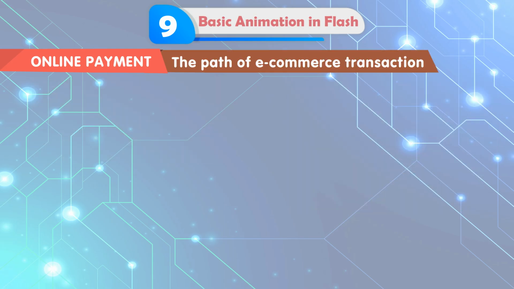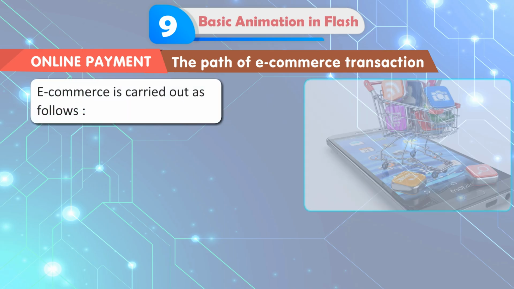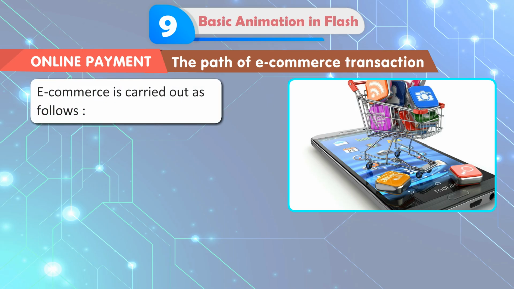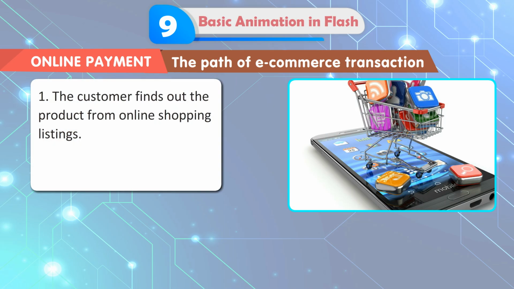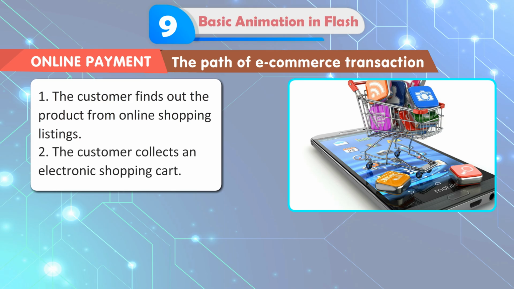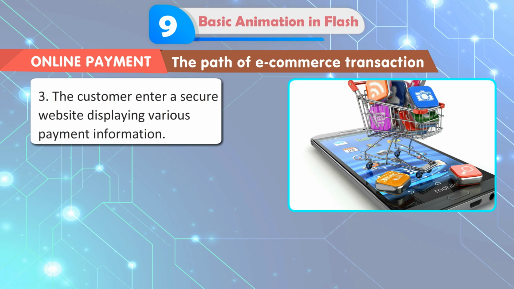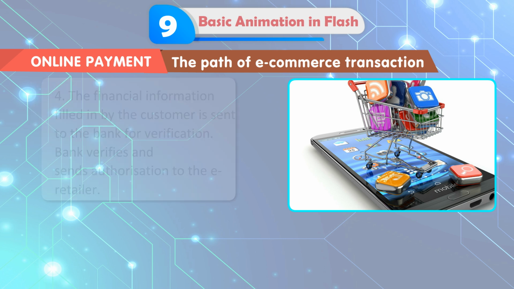The path of an e-commerce transaction. E-commerce is carried out as follows. 1. The customer finds the product from online shopping listings. 2. The customer collects an electronic shopping cart. 3. The customer enters a secure website displaying various payment information.